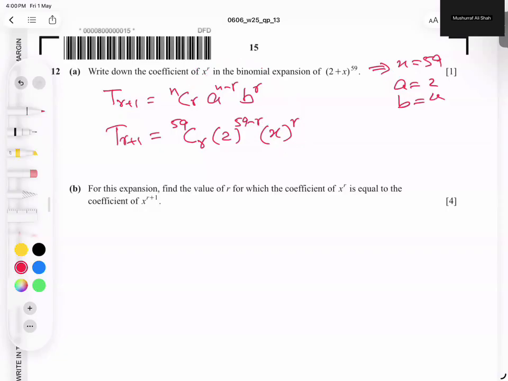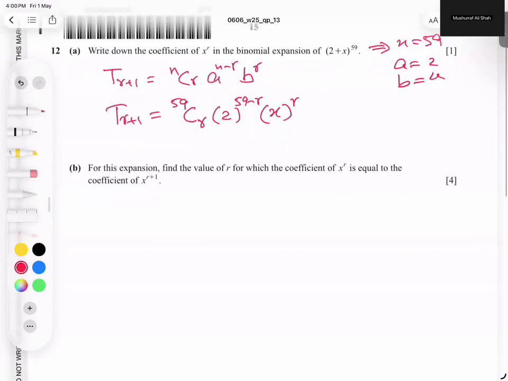First part is done. Second part, expansion. Find the r value in which the coefficient of x power r is equal to the coefficient of x to power r plus 1. So plus 1. How to get r plus 1, students? The same formula. It means I need r plus 1. How to do it? Same formula I will use.